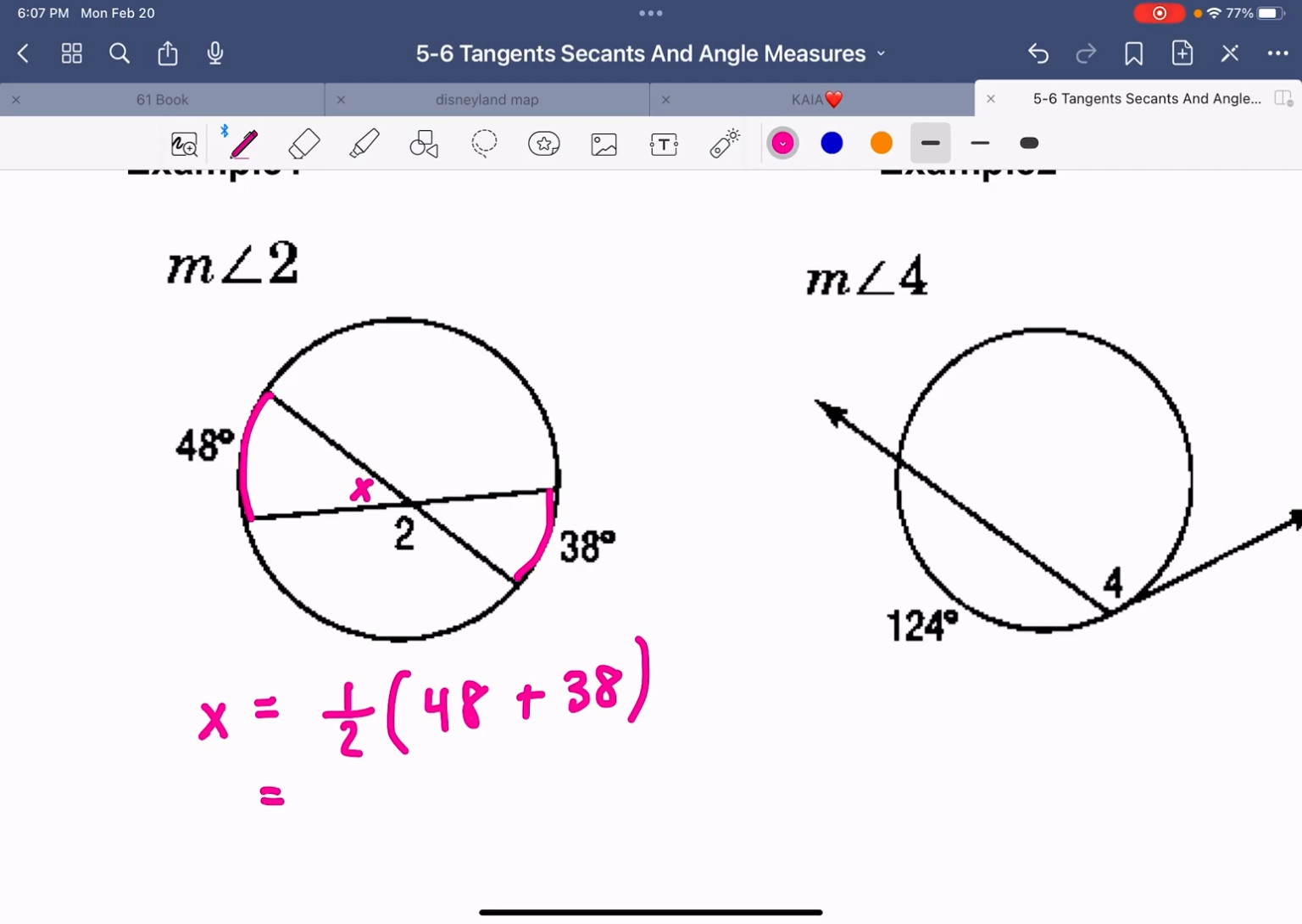And I already plugged this into my calculator earlier. I think I got 43 degrees. So x would be 43 degrees, which means measure of angle 2, you would just subtract that 43 degrees from 180 and get 137. Okay.